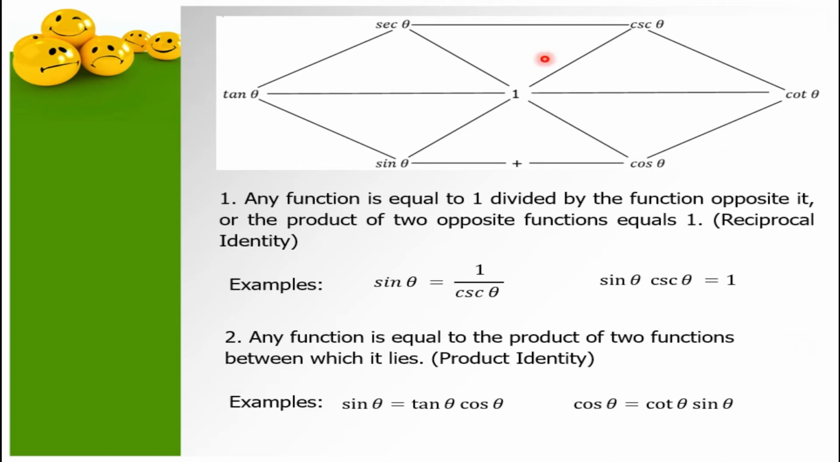Okay. What about if we're going to take secant theta? So ano yung function, or secant theta is between of what two functions? Okay, tama, tangent theta and cosecant theta. Therefore, secant theta is equal to tangent theta times cosecant theta. Yan po yung ibig sabihin ng statement number 2.